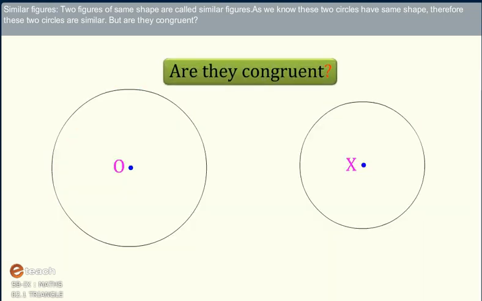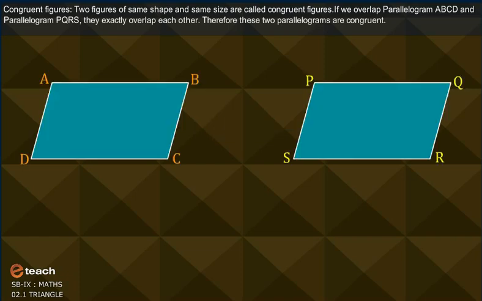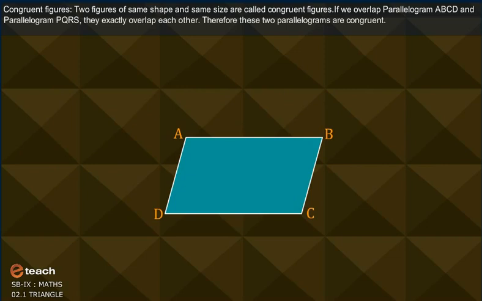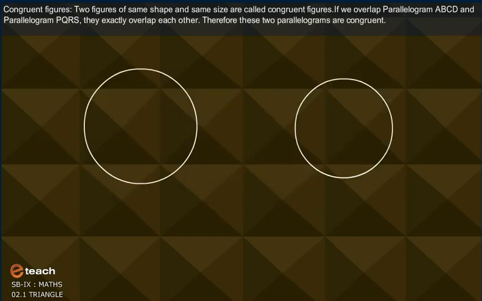But are they congruent? Congruent figures. Two figures of same shape and same size are called congruent figures. If we overlap parallelogram ABCD and parallelogram PQRS, they exactly overlap each other. Therefore, these two parallelograms are congruent.